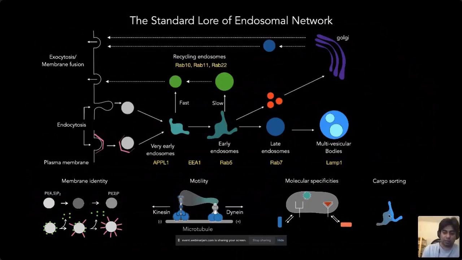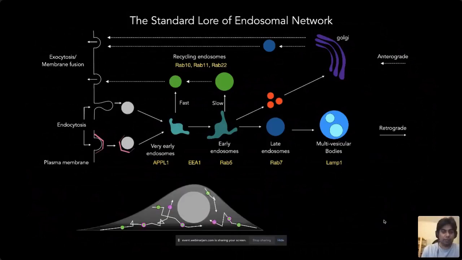Cargo sorting, wherein the membrane can undergo tubulation and the cargo can go from the main body of the vesicle into the tubules, is also a very noisy process. So all these processes that build up endosomal trafficking are very, very noisy. We would like to understand how the cell, despite all this noise present in the system, carries out its trafficking process very, very robustly, right?